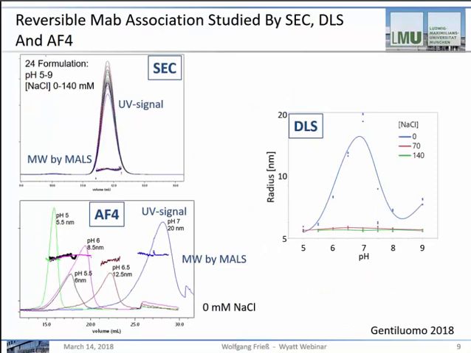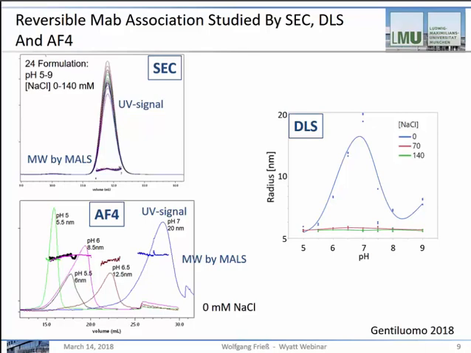Here you can see an interesting molecular antibody behavior studied by size exclusion chromatography, dynamic light scattering, and asymmetric flow field flow fractionation. Many people start looking at the association of antibodies by using size exclusion chromatography. Studying 24 different formulations of different pH and sodium chloride, as you can see in the left upper panel, in the size exclusion chromatography you don't get any change in the UV signal. It all looks like monomer, and you get the respective molecular weight by MALS.